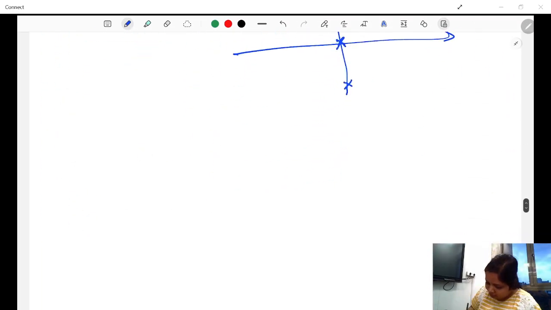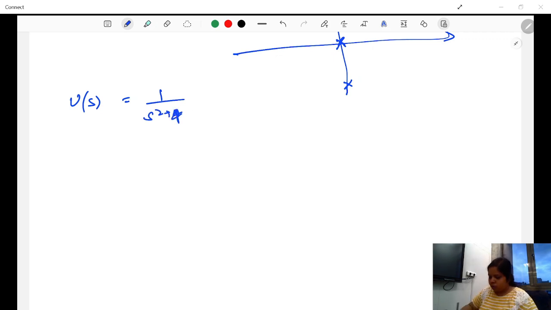In the second case, when you had Y upon U to be 1 upon s square plus 4, sorry, 2 upon s square plus 4, when you said that I want to give sine 2t, so what did you do in this?